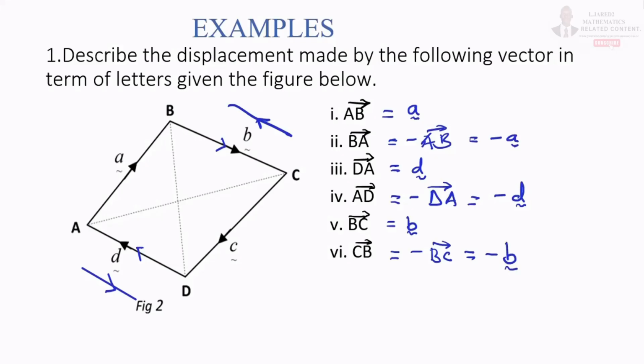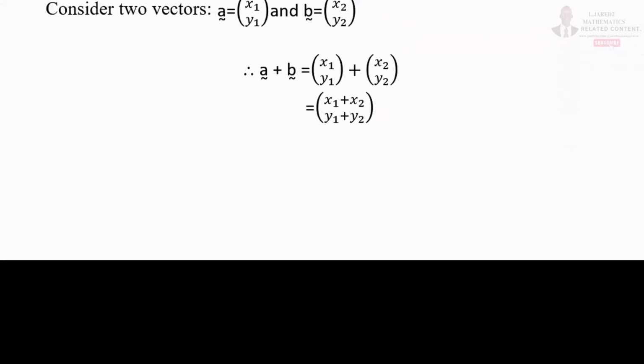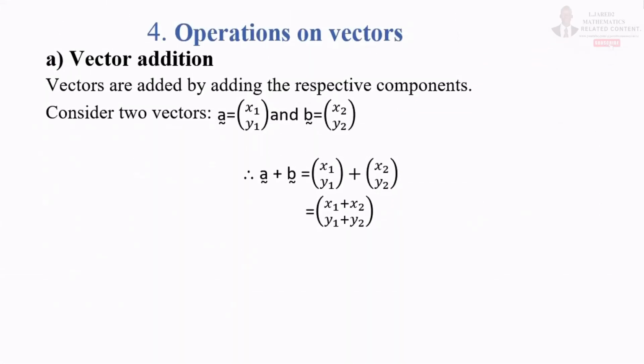Alright, having talked about the classification of vectors, let's now jump over to operations performed on vectors, whereby we are going to talk about addition, subtraction, and scalar multiplication of vectors. That is number 4, operations on vectors. But let's begin by talking about addition of vectors. We are saying that vectors are added by adding the respective components.